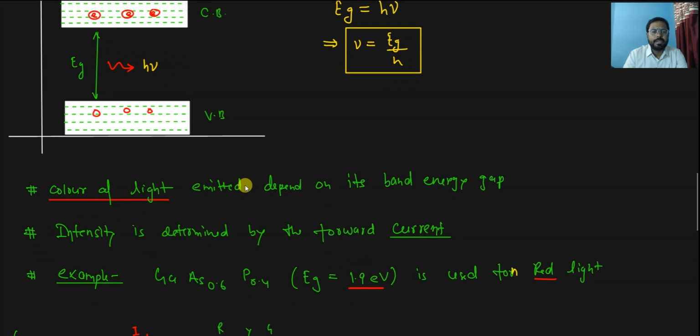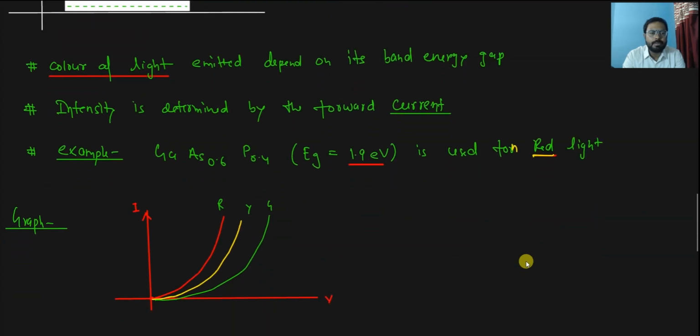For example, I've taken gallium arsenide phosphide, and the energy gap for this is 1.9 electron volt. And if I put 1.9 electron volt and divide it by Planck constant, the frequency corresponds to red light. So if we are using a semiconductor of gallium arsenide phosphide, you will get red light. But if you are using silicon and such materials, then you get light in the thermal region which we cannot see. So therefore we use this kind of semiconductor so that the light lies in the visible region.